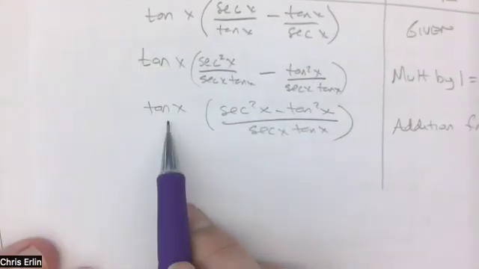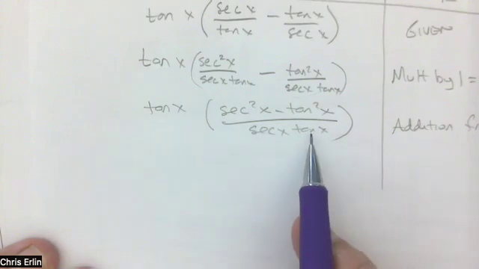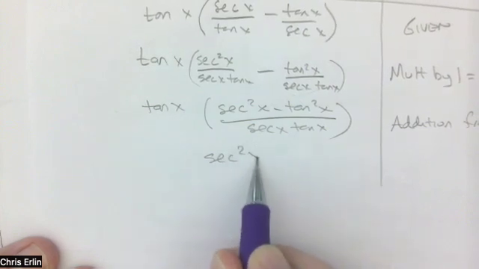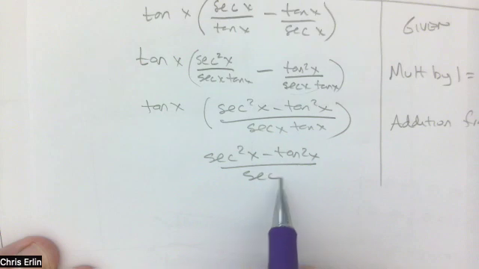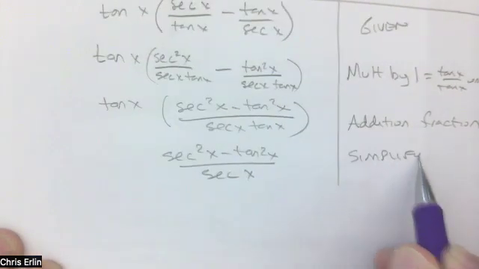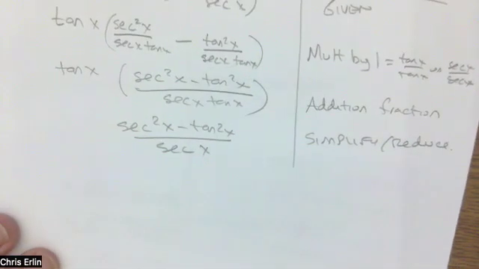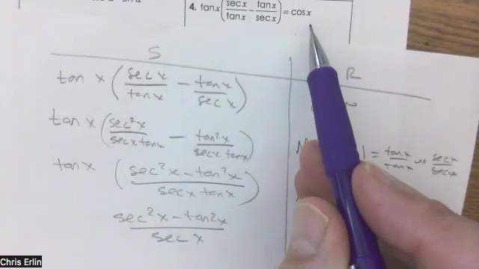Now, I would probably get rid of this tangent, right? I'm multiplying by a tangent, and there's a tangent in the denominator. So we can cancel that, right? That's just simplifying or reducing. Now what? Let's take a look. What are we trying to get to? We're trying to get to cosine.